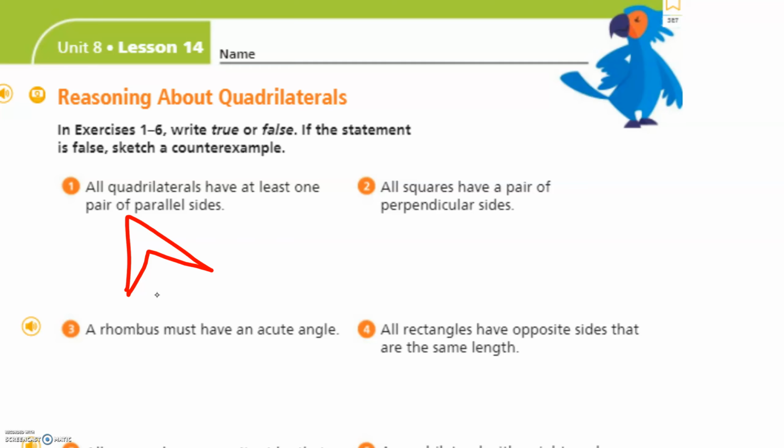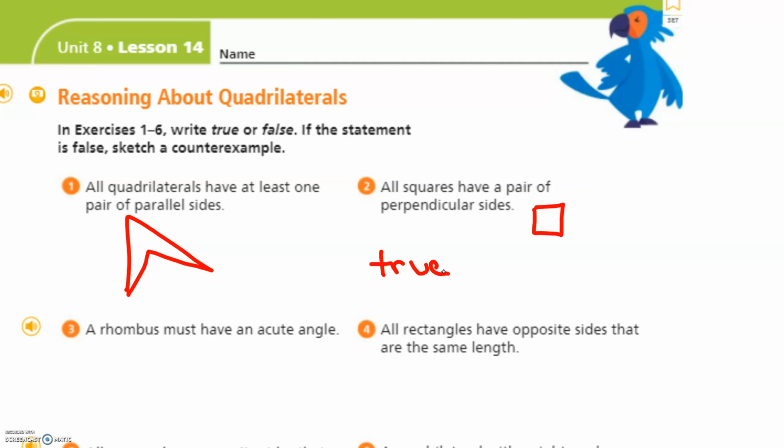Let's go on to number 2. All squares have a pair of perpendicular sides. Okay, well, draw your picture of a square. Is there a way you could draw that and not have 90-degree angles? No. So that one is true.